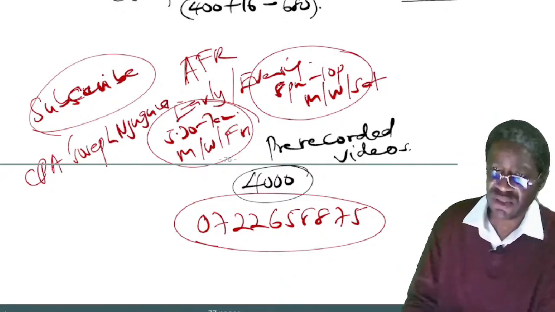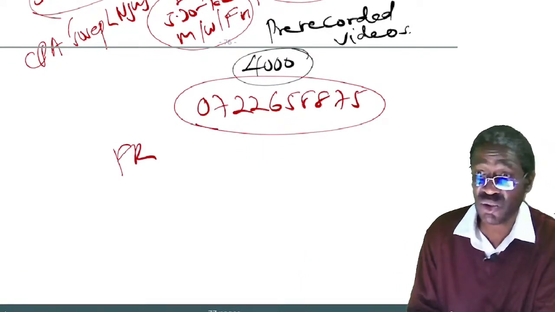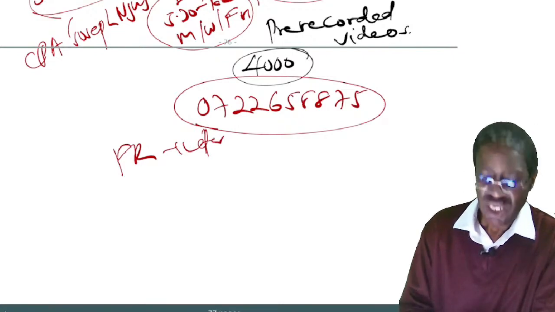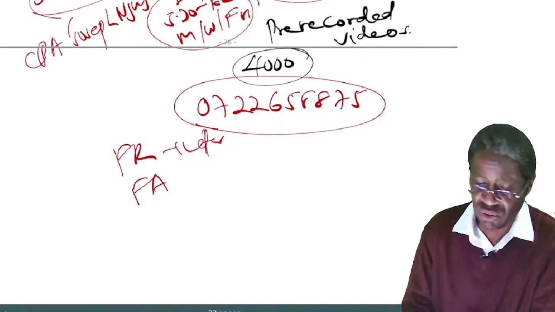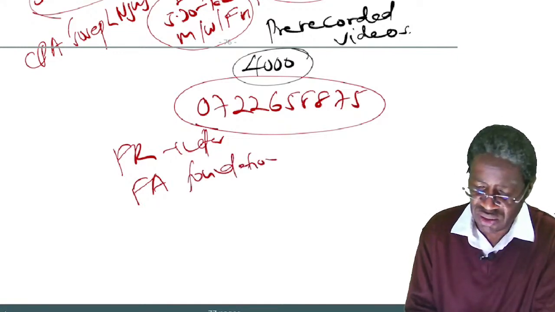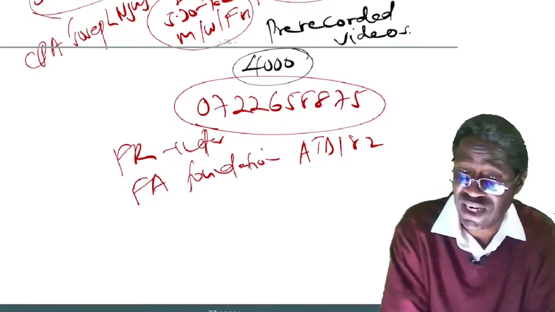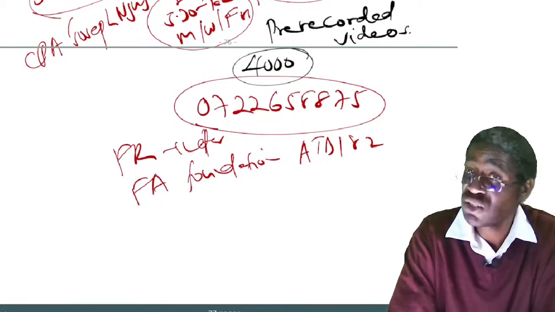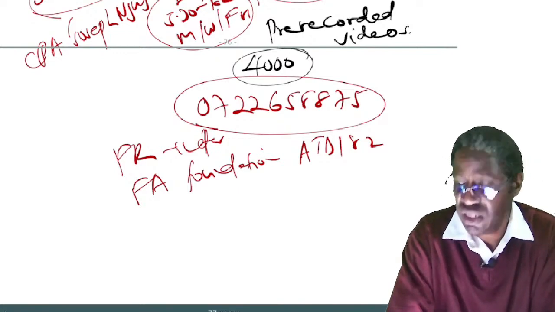Okay, good. Now, for some of you, you may have friends who are doing financial reporting. Tell them that we also have classes for financial reporting of the intermediate level. You may also have some friends doing financial accounting for foundation level, which used to be called Section 1. We also have the financial accounting of ATD1 and ATD2. So any of those financial accounting papers, we are still offering. Anybody interested in an accounting paper in CPA, we are teaching it. Okay? Let them call me on that number.